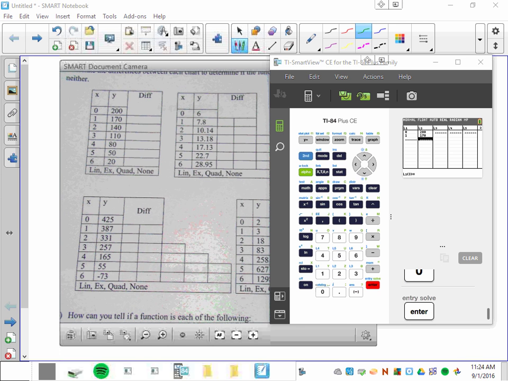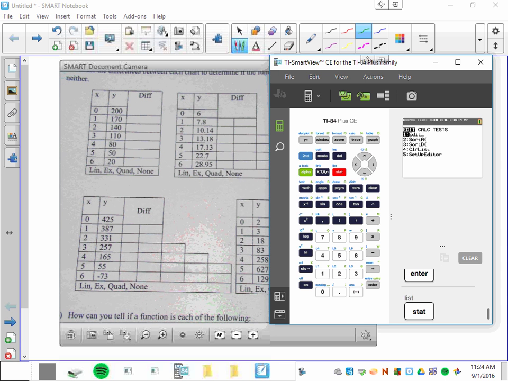Once you have the points entered, push stat again. So stat. Now we want to go over to calc, and calc is where we find all of the equations. The one we want is linear regression. Now there are 2 linear regressions, and they're both kind of the same thing. They're just in a different order.